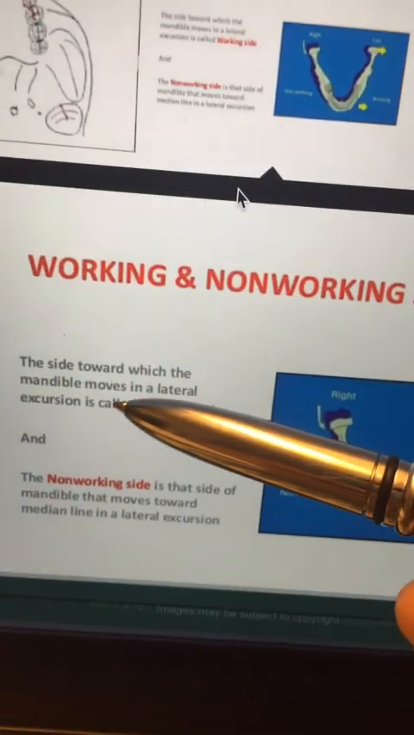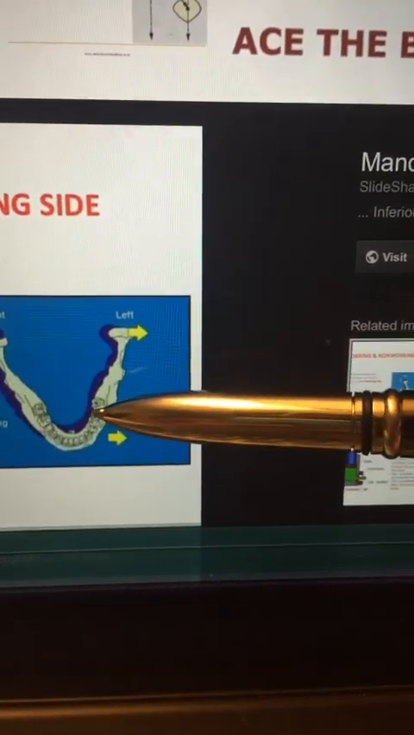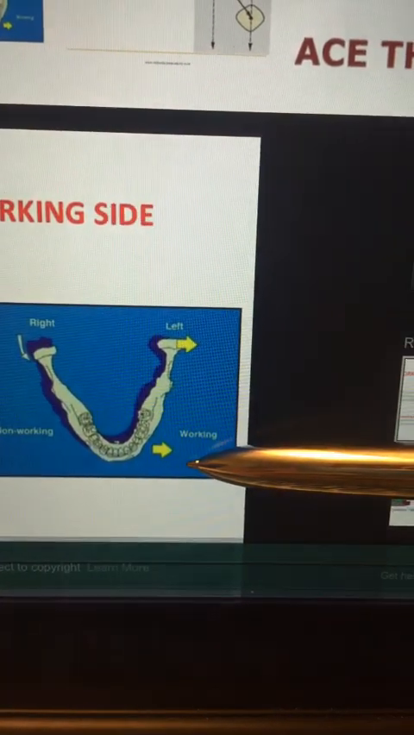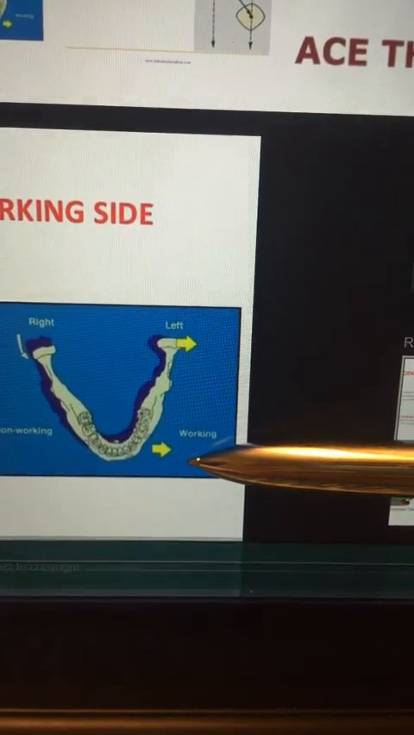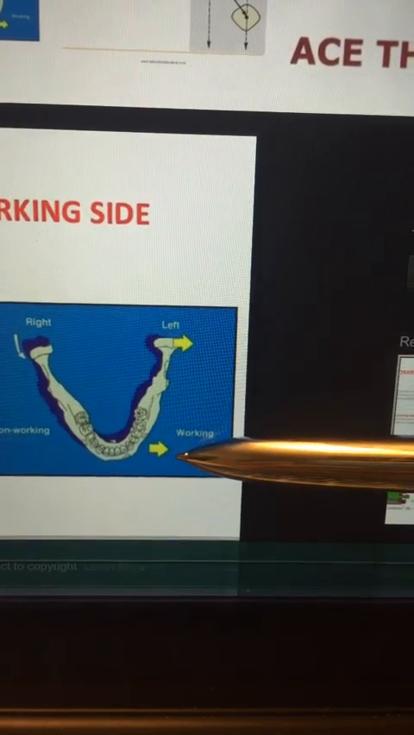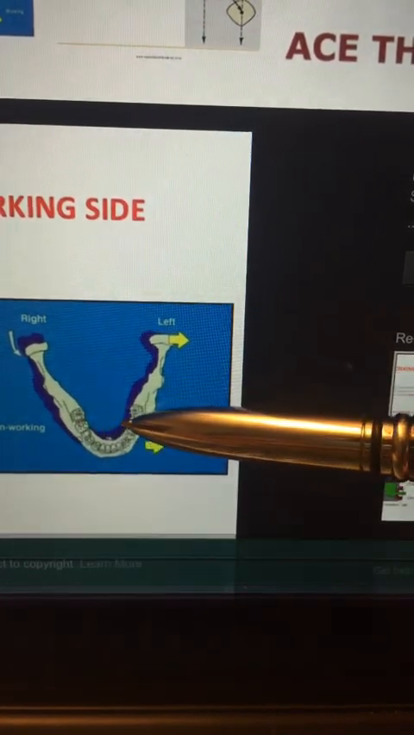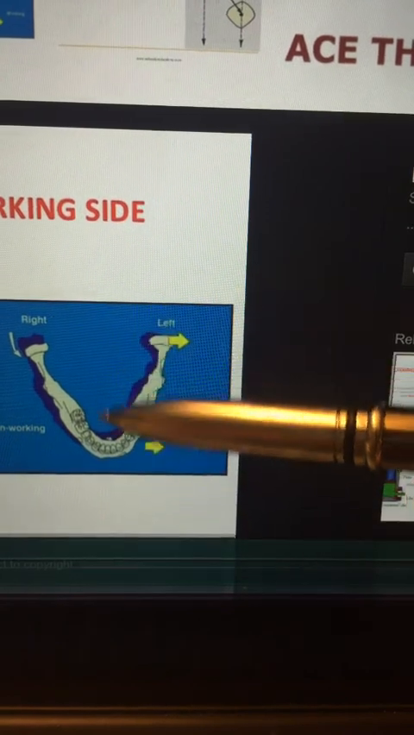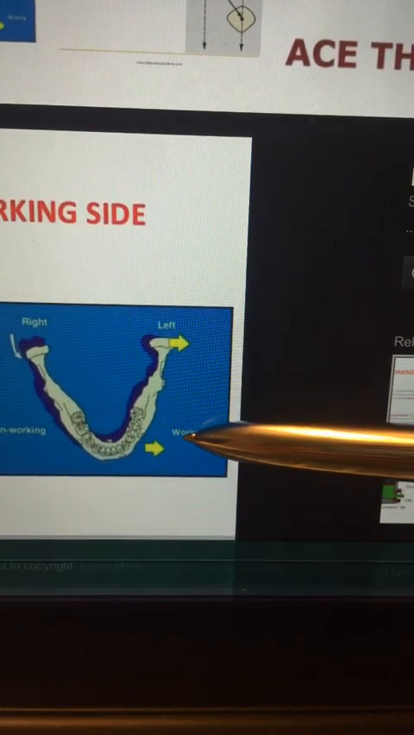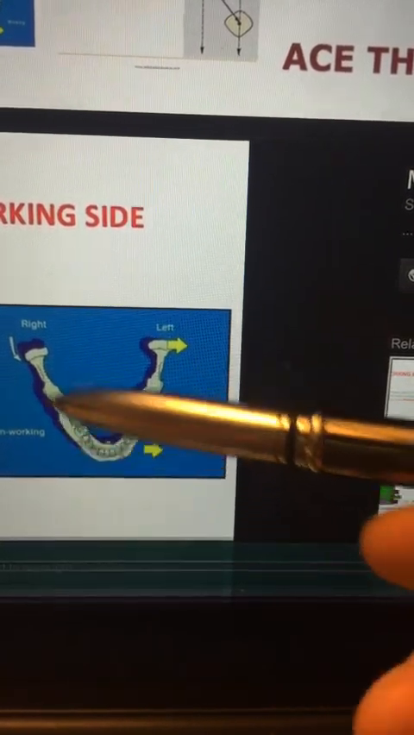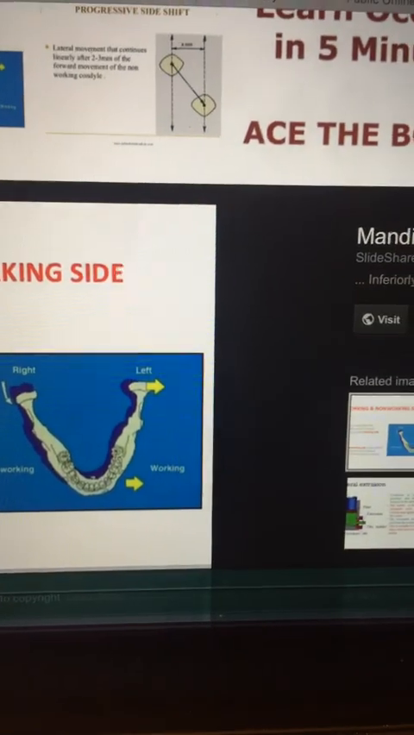The side toward which the mandible moves in a lateral excursion is the working side. And the non-working side is that side of the mandible that moves toward the median line. So this is the median line. The mandible is moving this way. So this is the working side, and this is the non-working side because the non-working side moves to the midline. Okay.